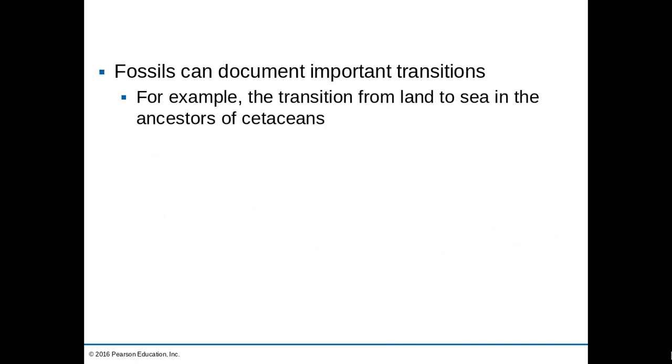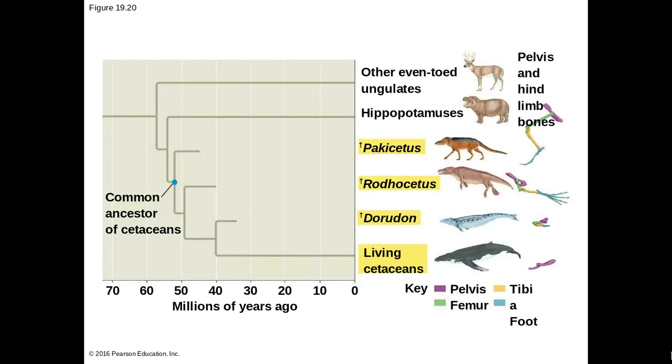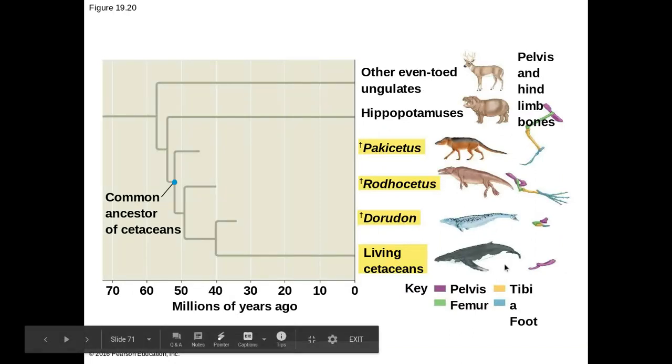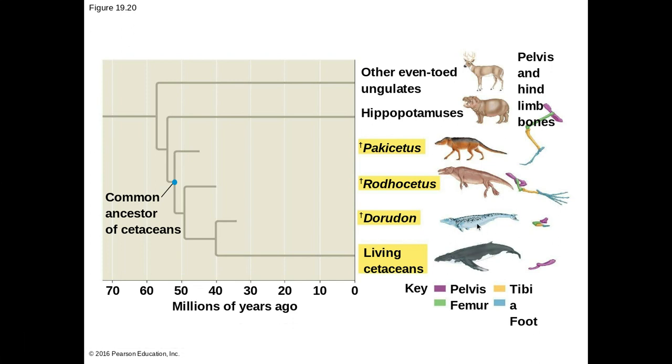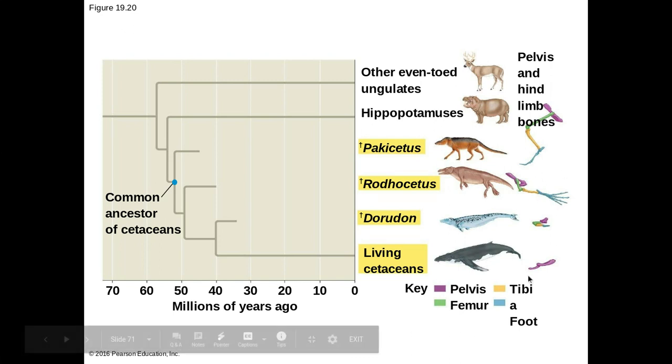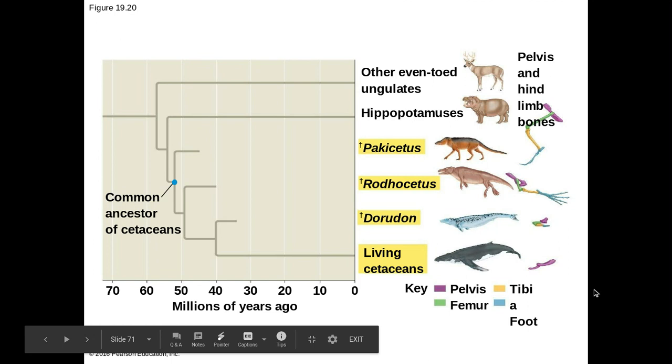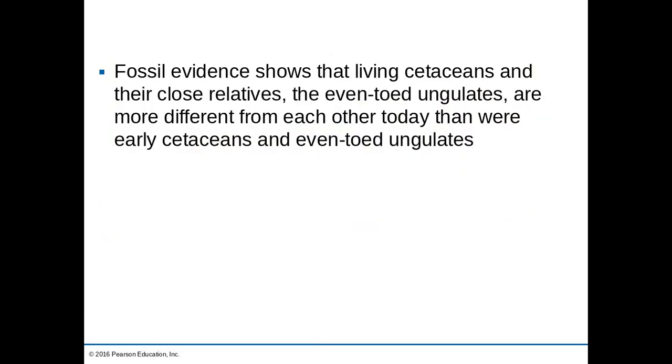Fossils can also document transitions in organisms. So for example, movement from the land to the sea. We can see how we moved from, say, whales to these other organisms, and that ended up developing legs and were eventually able to walk. But noting that they all have similar bones observed in their fossils.